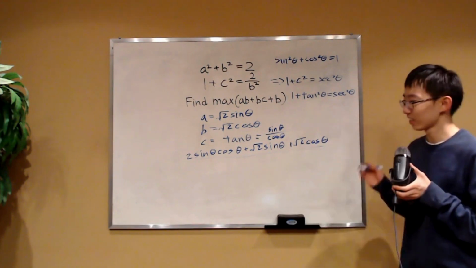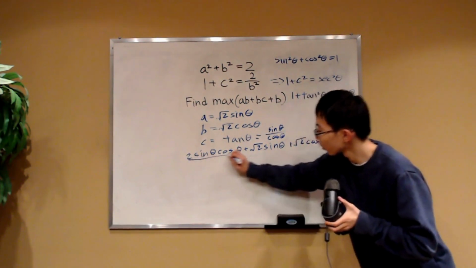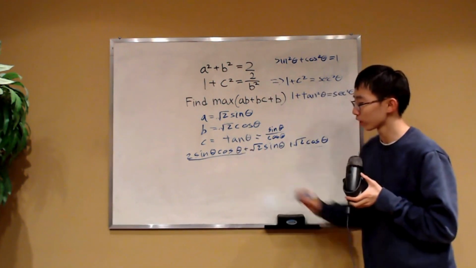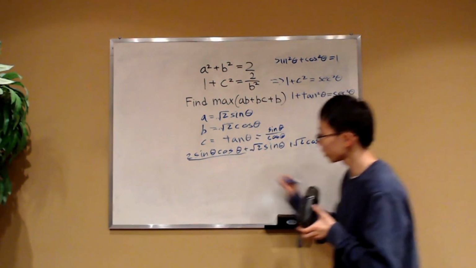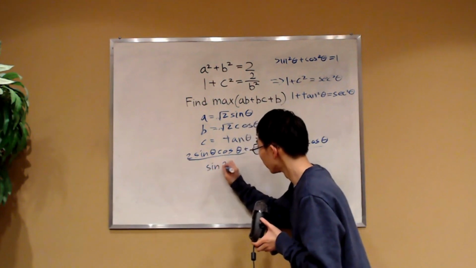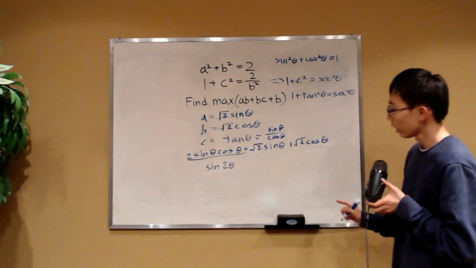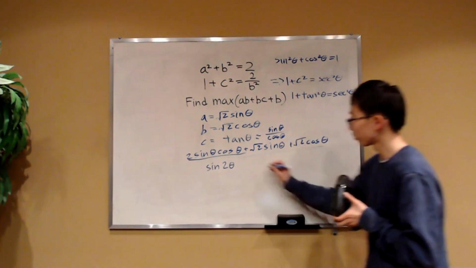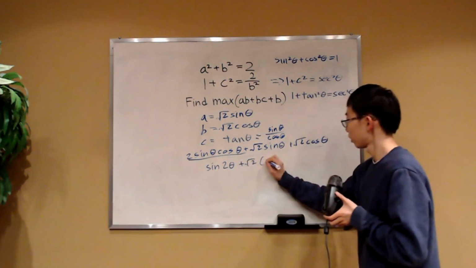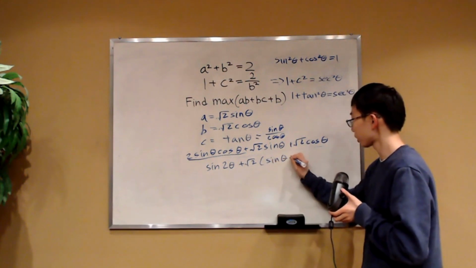faster, okay? So, 2 sine theta cosine theta. This over here can actually be condensed as sine of 2 theta because this is the double angle formula for this. And over here, we can factor out the root 2. All right? So that's root 2 times sine theta plus cosine theta.